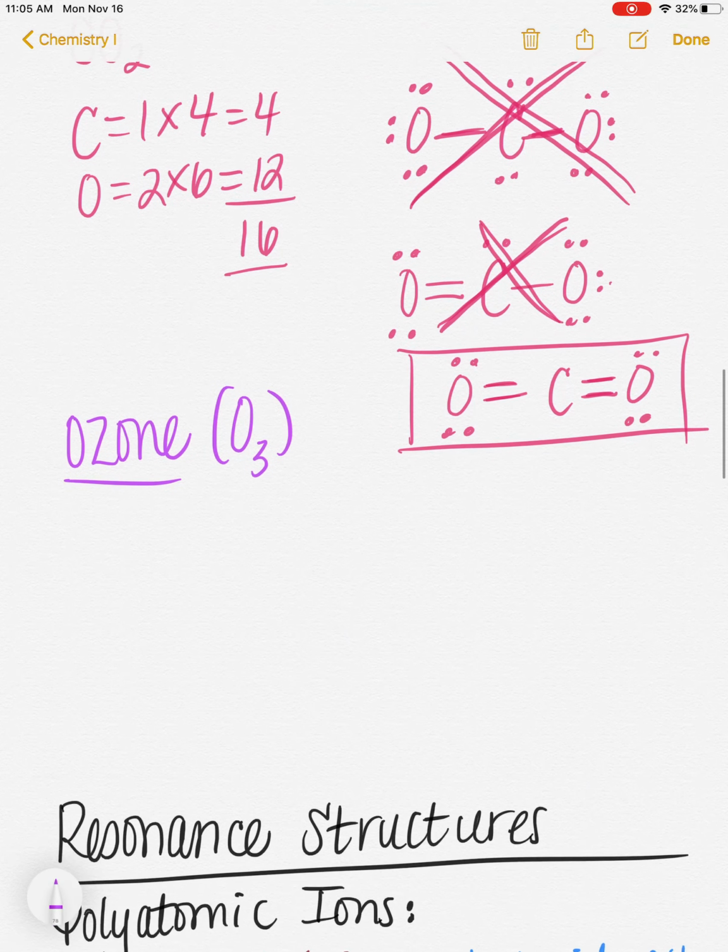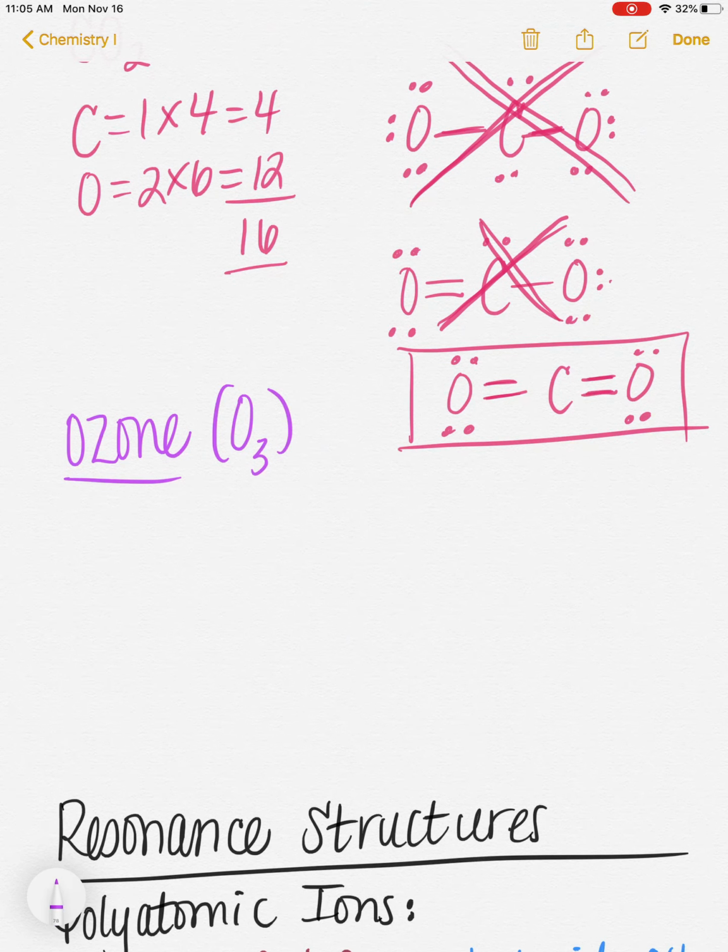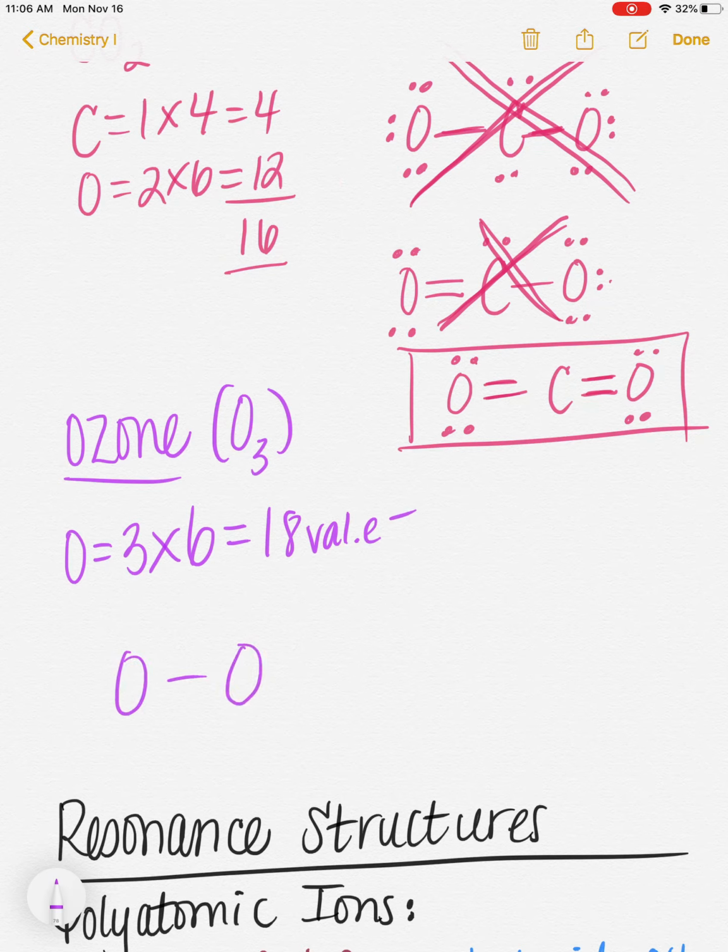Now, let's take a look at ozone here. Ozone is O3. It's found in our atmosphere and protects us from harmful UV rays from the sun. There's 3 oxygens. Each oxygen gives you 6 valence electrons. 3 times 6 means that we're going to need 18 valence electrons total. You've got 3 of the same element here, so you're just going to put them in a straight line.